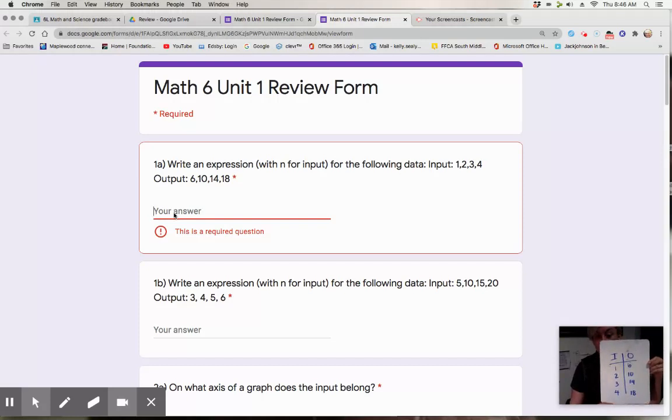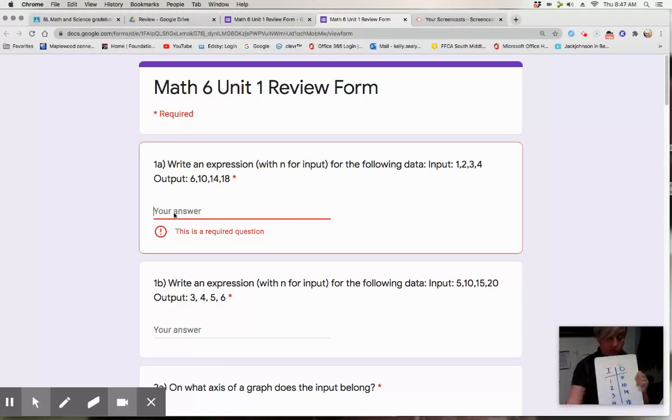Okay, to find out the expression, we first have to find out what's in the boxes. What do we have to do to input to get output? First thing you got to look at is notice that the inputs are going up by 1 each time, and the outputs are going up by 4 each time. So that means that the first thing we had to do was multiply the input by 4.